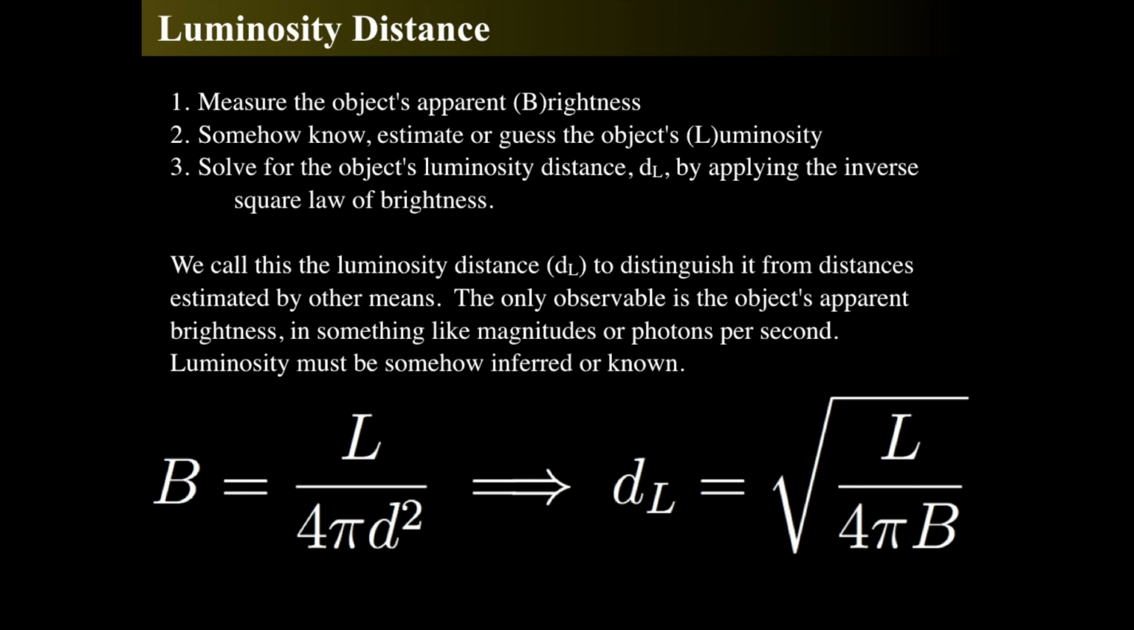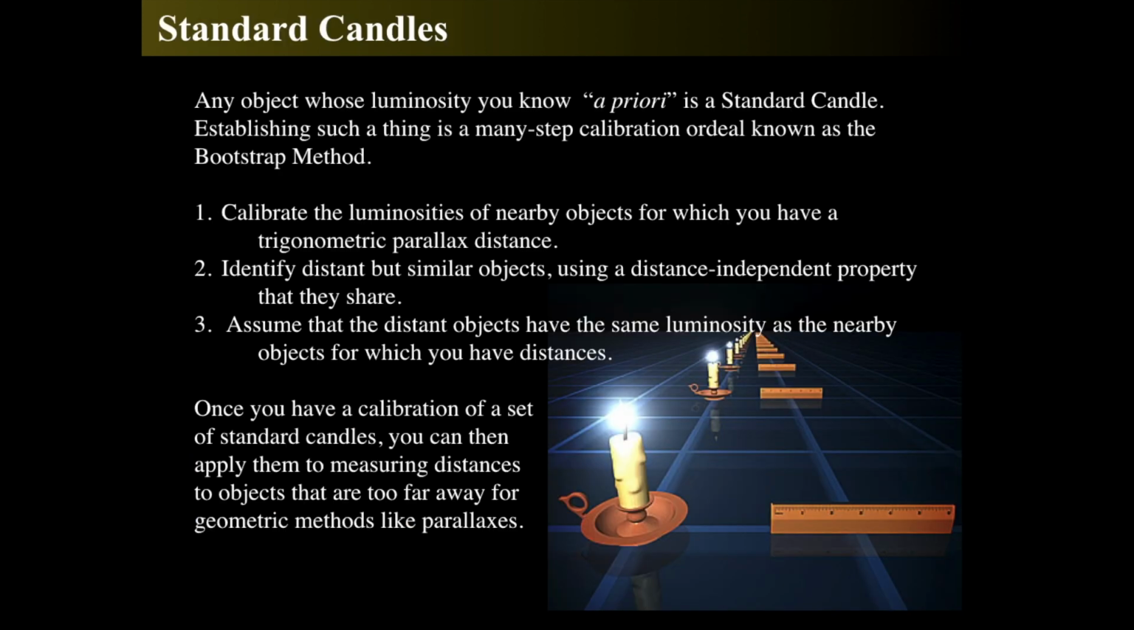D sub L, the luminosity distance, equals the square root of the known luminosity of an object divided by the brightness that you observe it to be times 4 pi. So you have to know the luminosity first. So it helps to actually get the luminosity from, say, a parallax of an object, but that tells you something you need to know, which is the nature of a standard candle. A standard candle is something where you already know the luminosity a priori. And if you do know the luminosity before you take its distance measurement or its brightness measurement, then you have what's called a standard candle.